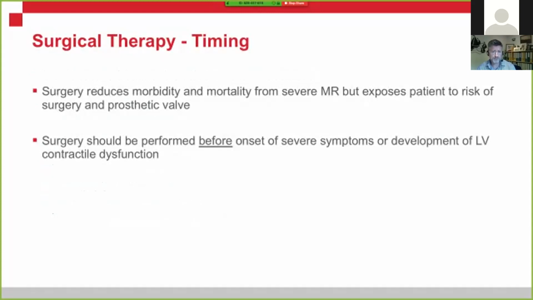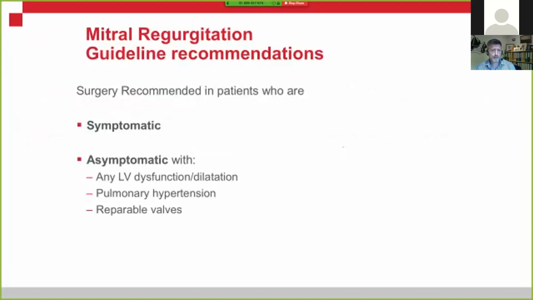Timing is absolutely critical again. Certainly surgery reduces morbidity and mortality from severe MR, but exposes the patient obviously to the risk of open surgery and having a prosthetic valve. Surgery should ideally be performed before the onset of severe symptoms or the development of LV systolic dysfunction. Guideline recommendations, certainly surgery should be recommended in patients who are symptomatic or asymptomatic with any LV dysfunction or dilatation.